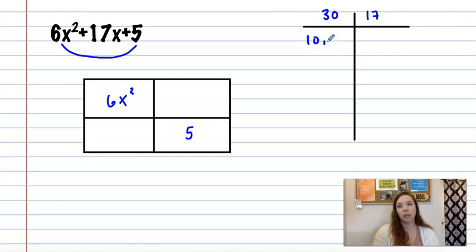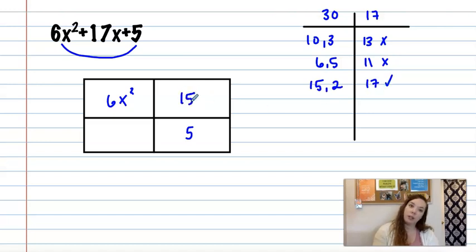So 10 and 3 add to 13, that would not work. 6 and 5 add to 11, that would not work. 15 and 2 do add to 17, so that would work. So I want 15x and 2x.